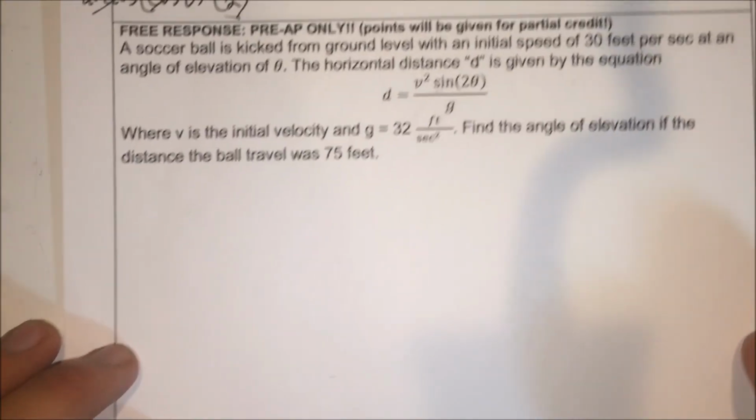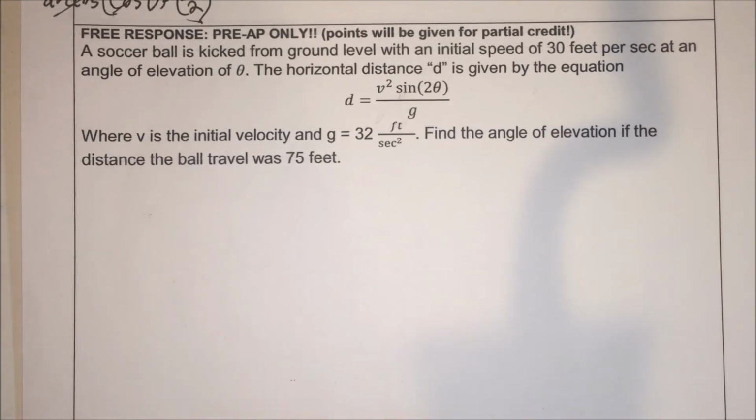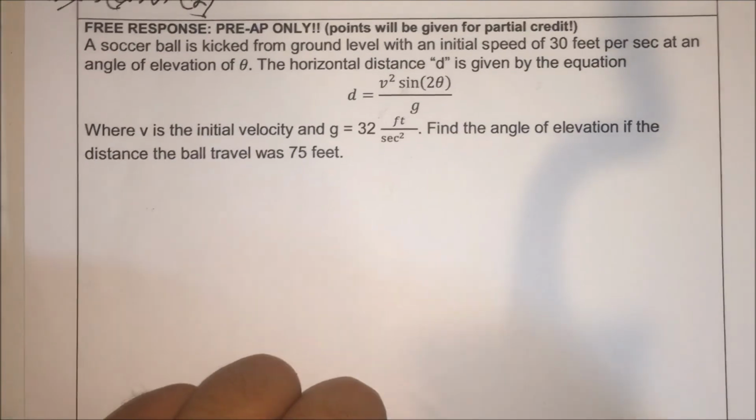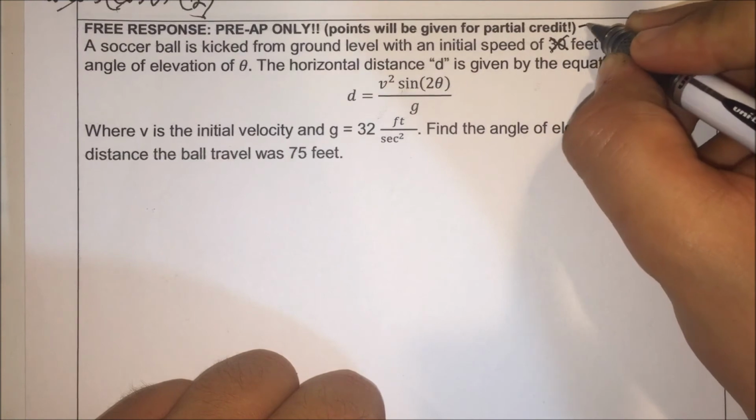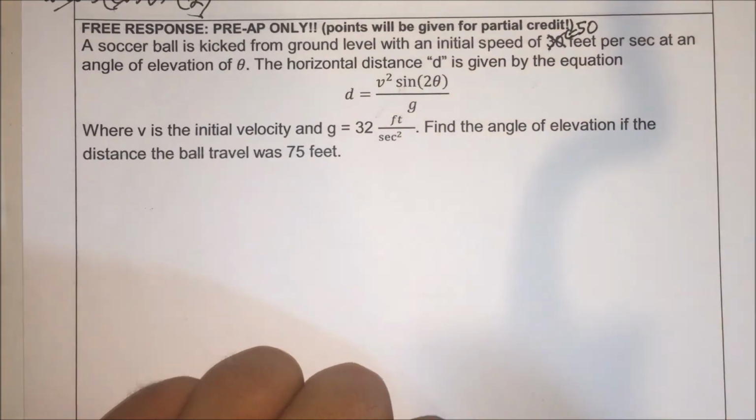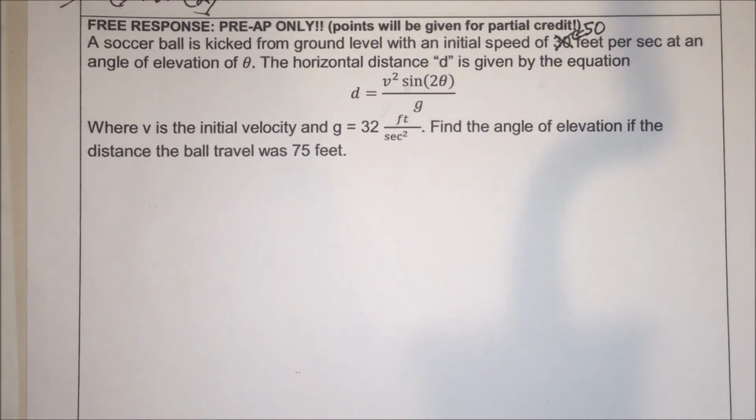Let's do this last free response problem. We're told a soccer ball is kicked from the ground level with an initial speed of, we're going to pretend that I put 50 here, so put a 50 there if you would, thank you, feet per second at an angle of elevation of theta. The horizontal distance d is given by the equation d is equal to v squared sine of 2 theta over g, where v is the initial velocity and g is 32 feet per second squared.